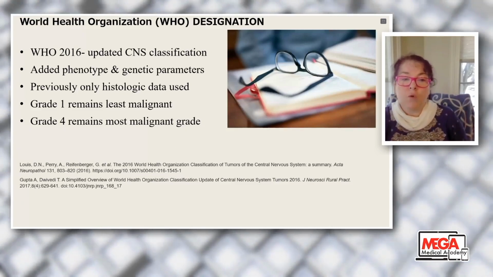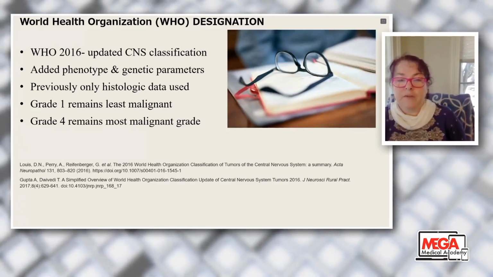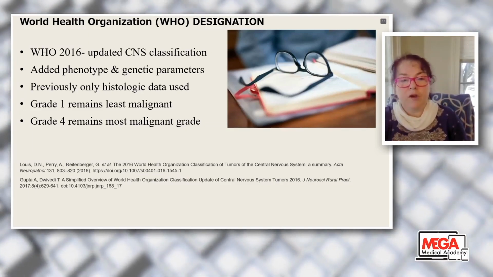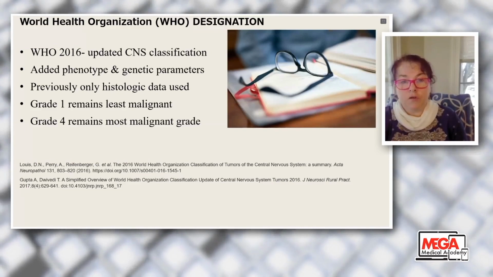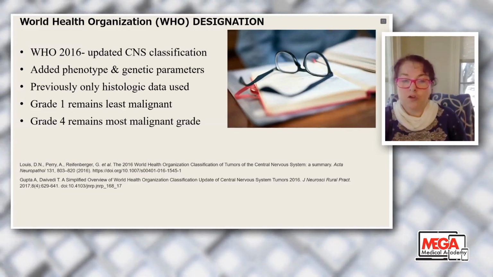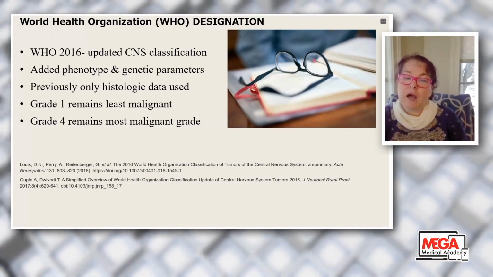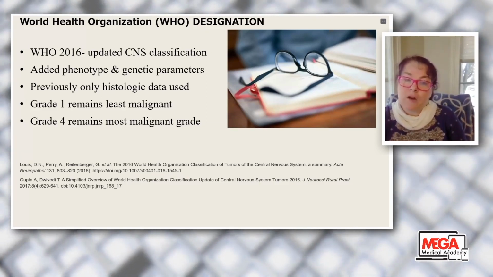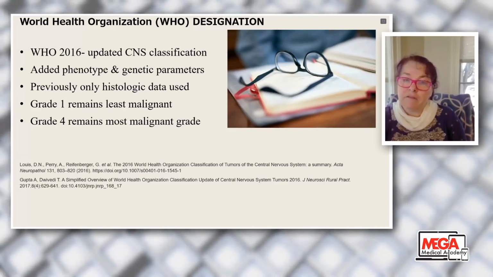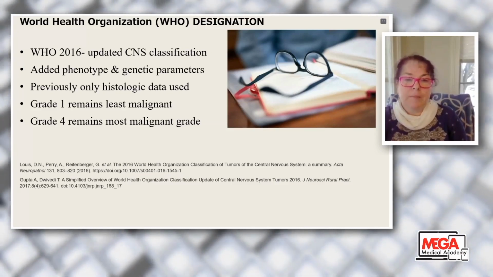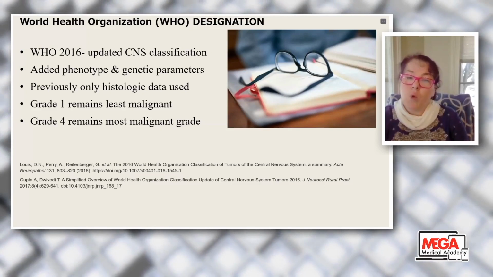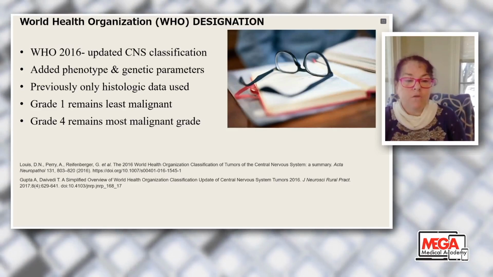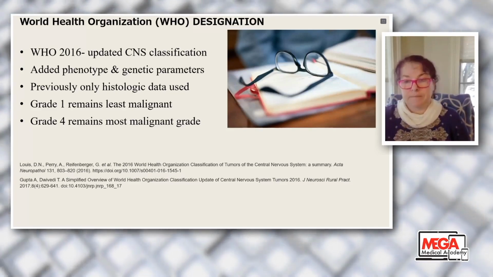So the World Health Organization, WHO, designation. In 2016, WHO updated their classification of central nervous system tumors, and they added phenotype and genetic parameters to their definition. Previously, they had only used histologic data to classify these tumors. But still, if someone has a grade 1 WHO designated tumor, it's still the least malignant. And if you have a grade 4, it's still the most malignant.